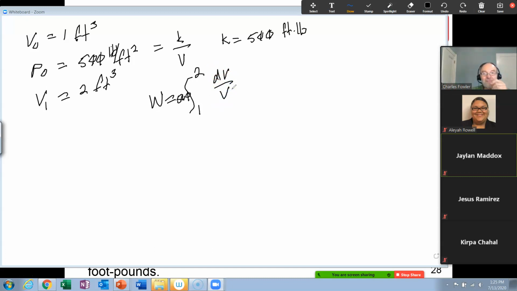And you see your units make sense now, because this is in foot pounds, these are in cubic feet, and your V is cubic feet, this is cubic feet. So the units inside the integral basically cancel out. So the calculus is the easy part. Getting up to this is the hard part. So this is your 500 foot pounds, I'm not going to write the units here, times the integral from 1 to 2 of V to the minus 1 dV. That just makes it easier to integrate.